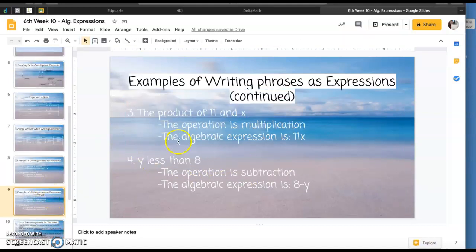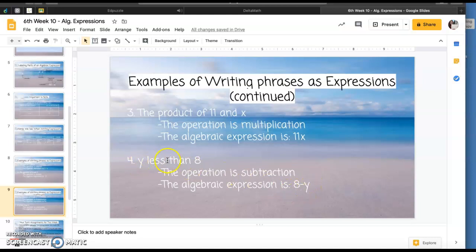Two more examples. The product of 11 and x. Product means multiplication, so the operation is multiplication. And the algebraic expression is 11x. And then we have y less than 8. The operation is subtraction. The algebraic expression is 8 minus y. Notice that these two switched. Y was first here and 8 was second, and now 8 is first and y is second. You got to really think about it.